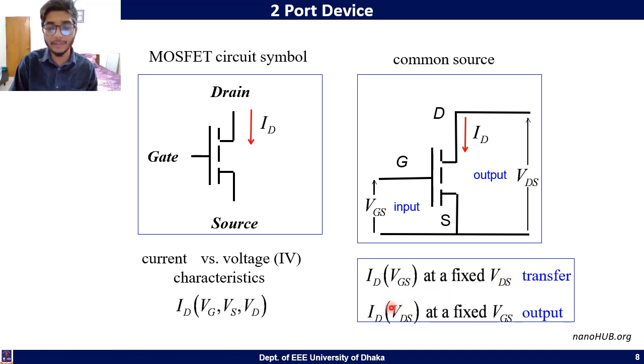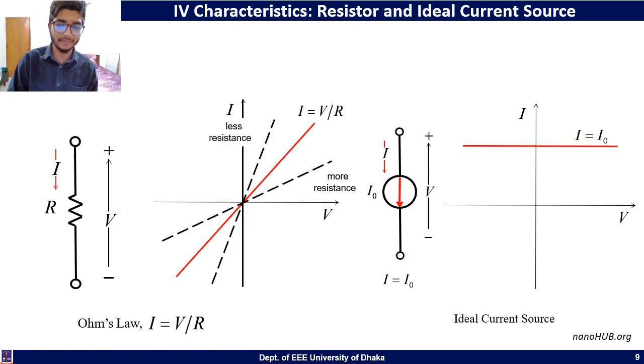And again, if we plot the drain current as a function of output voltage at a fixed input voltage, we can call it the output characteristics curve. Okay, now let's look into the IV characteristics curve of a resistor and an ideal current source. Following Ohm's law, the IV characteristics curve of a resistor circuit will be a linear line. For higher resistance we will have lower current, and for lower resistance we'll have higher current.